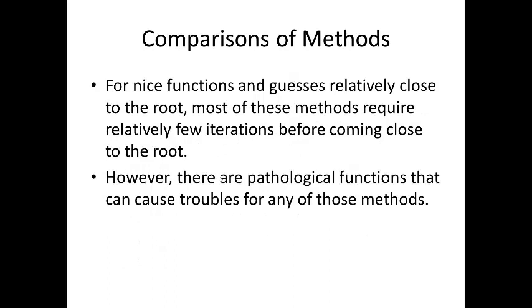So, for nice functions, those are our well-behaved functions, continuous functions that don't have jumps and things, and guesses relatively close to the root, most of the time these are going to work out with relatively few iterations, usually 3 to 4 sometimes. In the case of Newton's method, it's going to give us a really good approximation. However, there are always those pathological functions that can cause trouble for any of these methods.